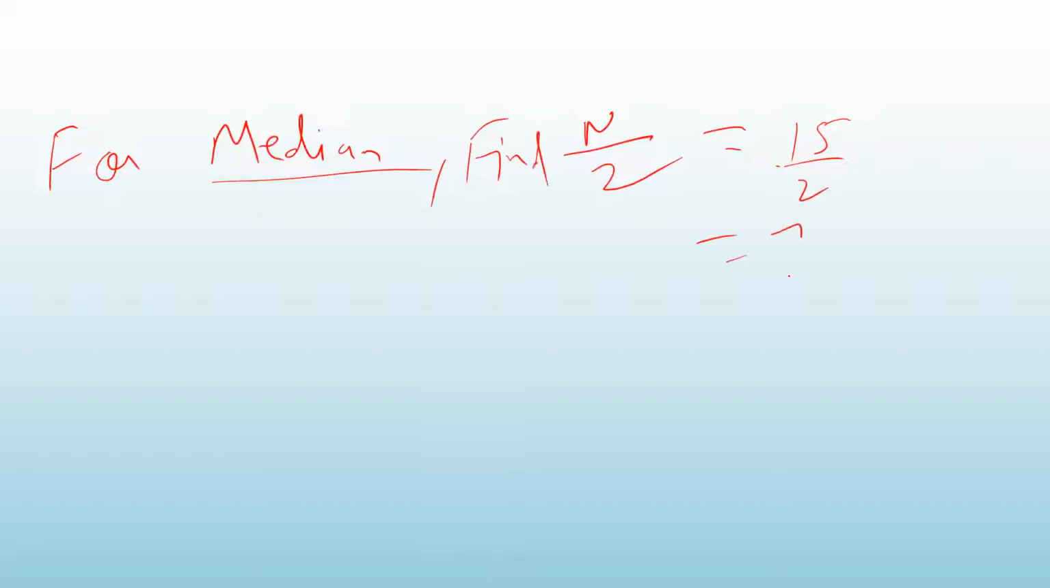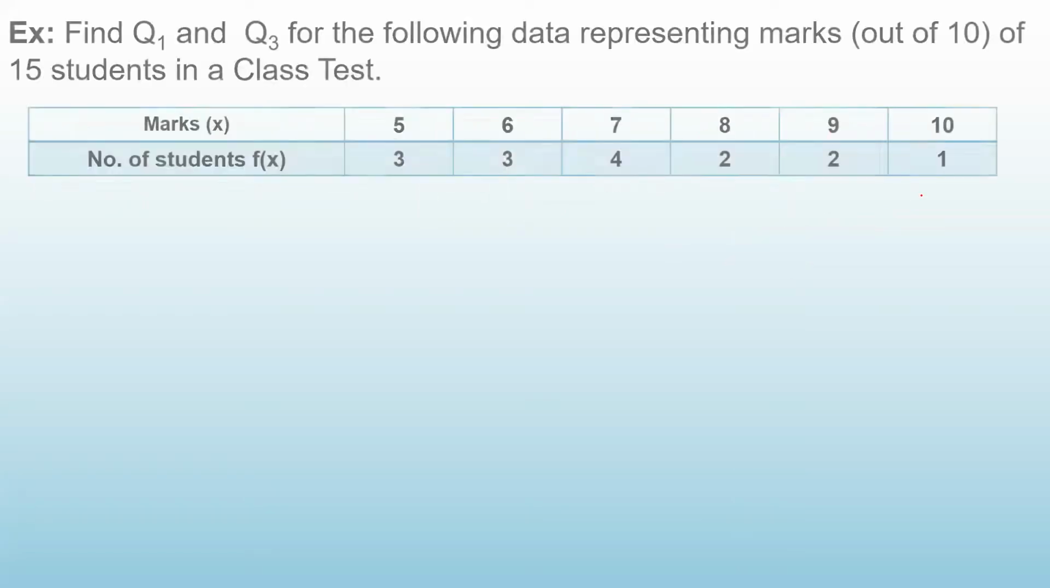What we have to do for median? Median divides the data into two parts. तो हमको n को किससे डिवाइड करना होगा? 2 से. n upon 2. n is 15. What is 15 upon 2? For median, find n by 2. 15 upon 2 कितना आता है? 7.5.